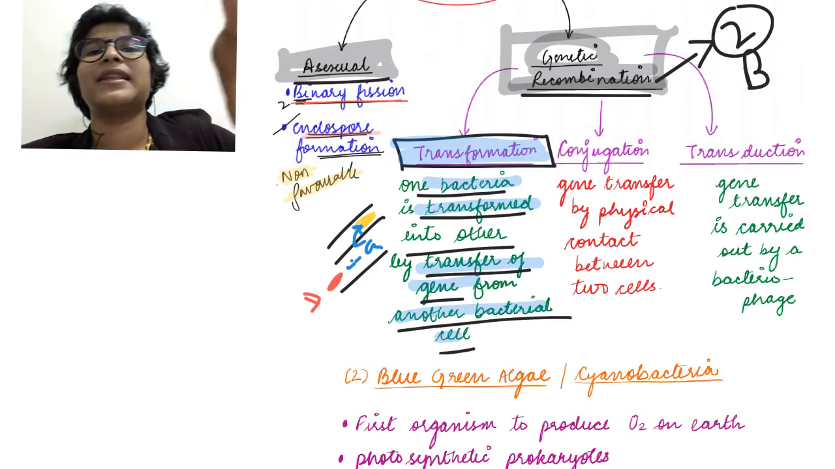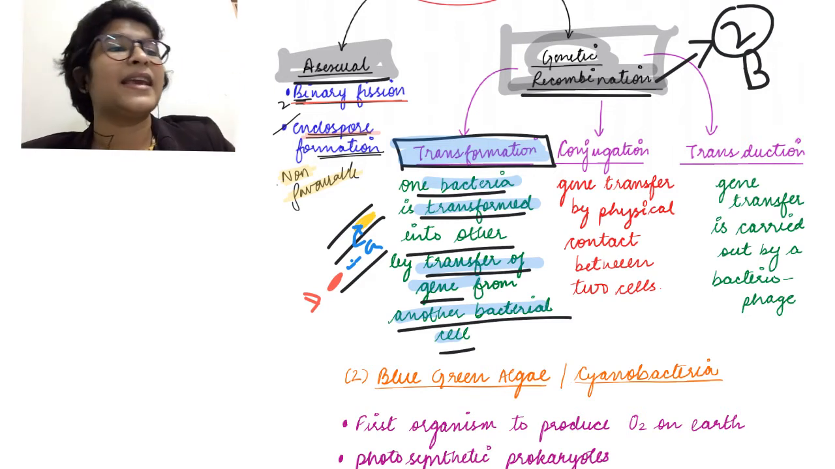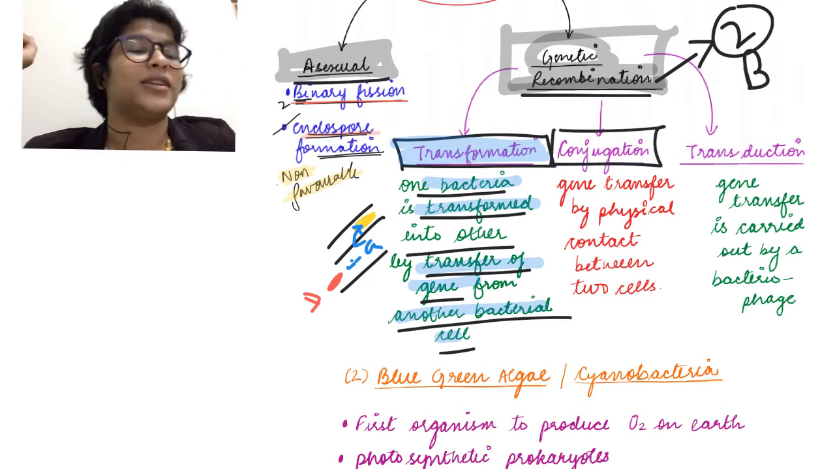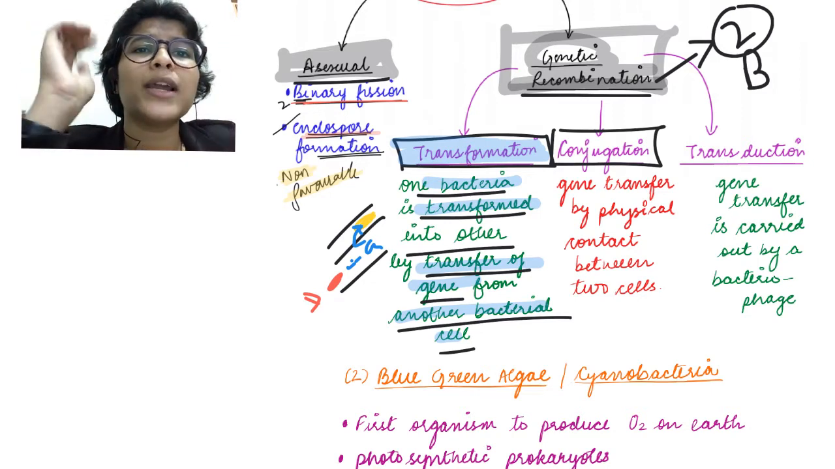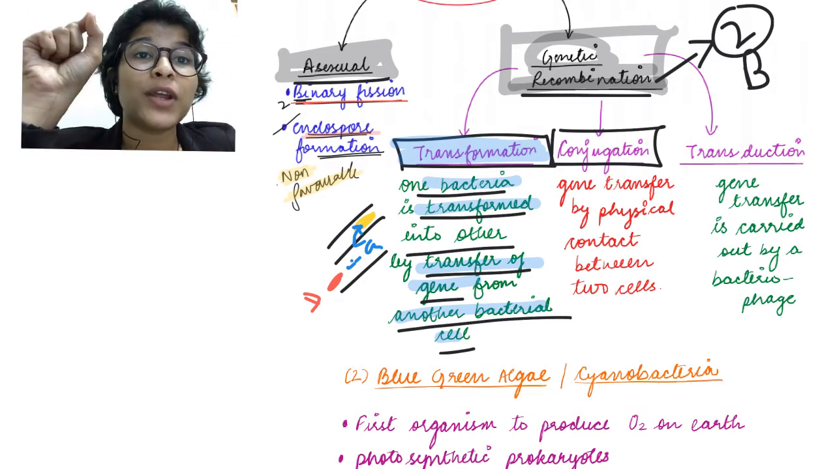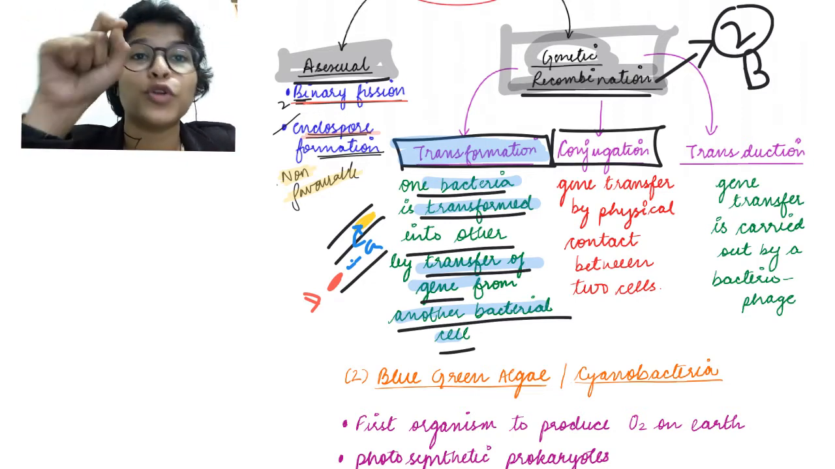Okay. The next category is conjugation. अभी हमने conjugation word कहाँ सुना है? हमने पिलाई में सुना था कि पिलाई are useful for conjugation.